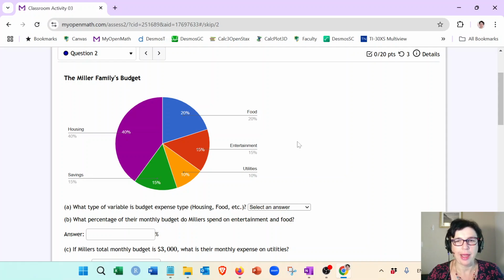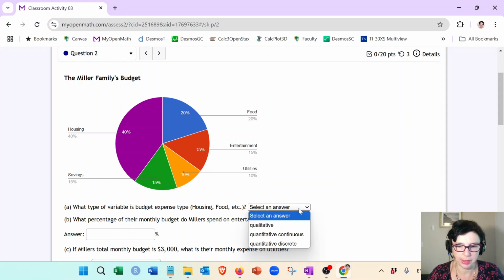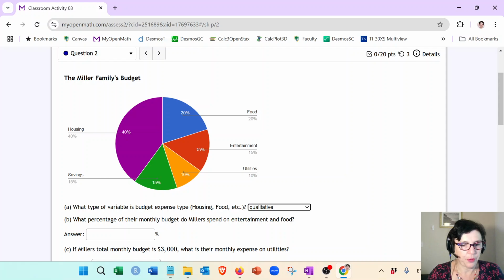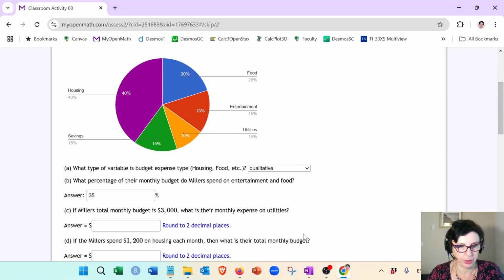You cannot add food plus entertainment. That does not make sense. This is qualitative data. The first question says, what percentage of their monthly budget do they spend on entertainment and food combined? So entertainment is 15%, food is 20%. If we were to add them up, we would get 35%. So that's pretty easy. I don't even need a calculator for that.